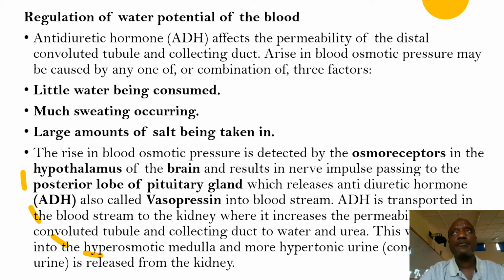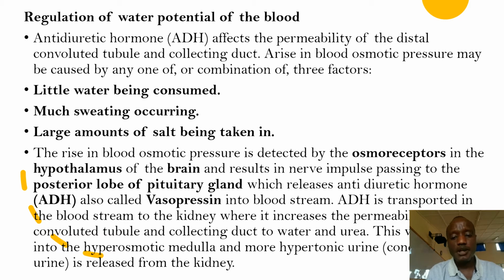So what does it mean? Hypothalamus is the part of the brain. Okay? So now in the hypothalamus, you have these specialized cells, we call them osmoreceptors. They are the ones which monitor or detect if there is an increase in osmotic pressure of blood. So once that happens, nerve impulses pass to the posterior lobe of the pituitary gland, which releases antidiuretic hormone, ADH, which is also called vasopressin, into the bloodstream.